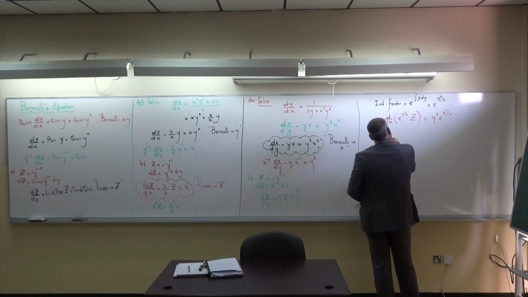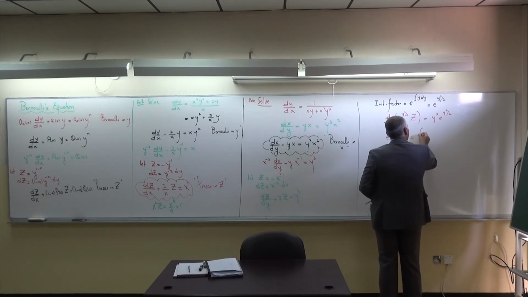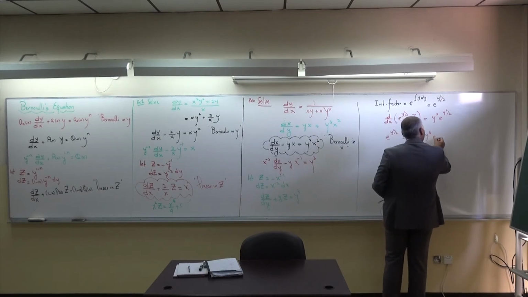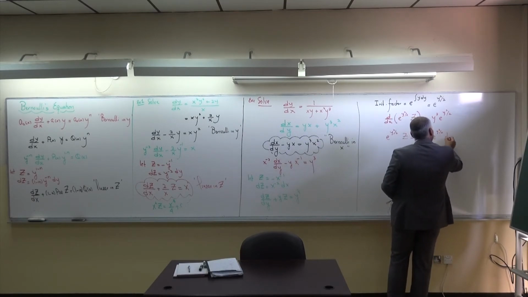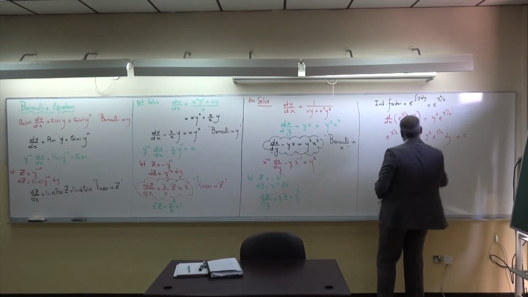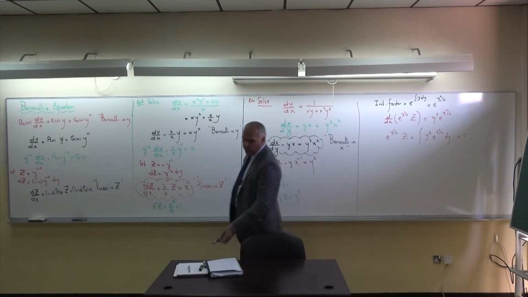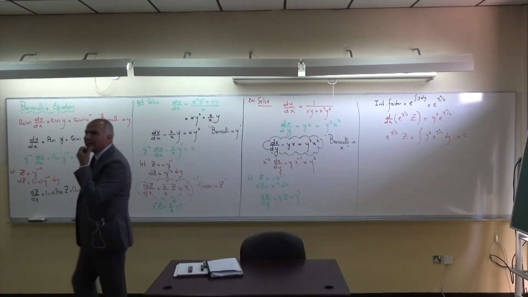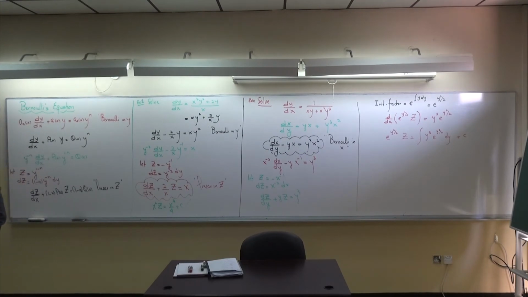So finally you integrate both sides and you add a constant and this is the solution. So you need to know how to integrate the function y cubed e to the power y squared over 2, which we do by parts.